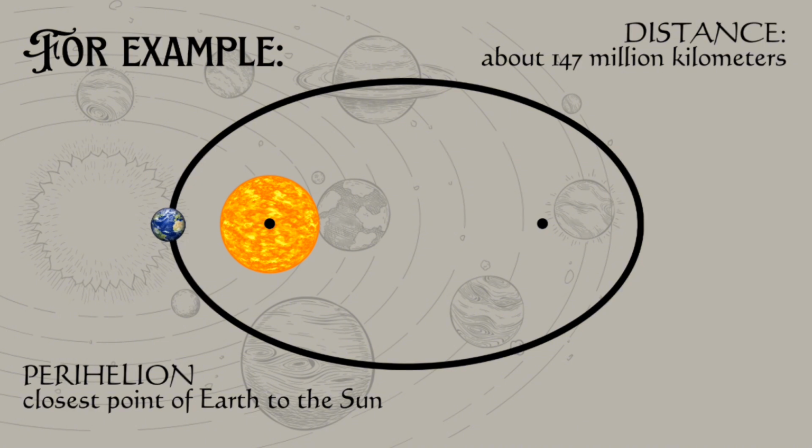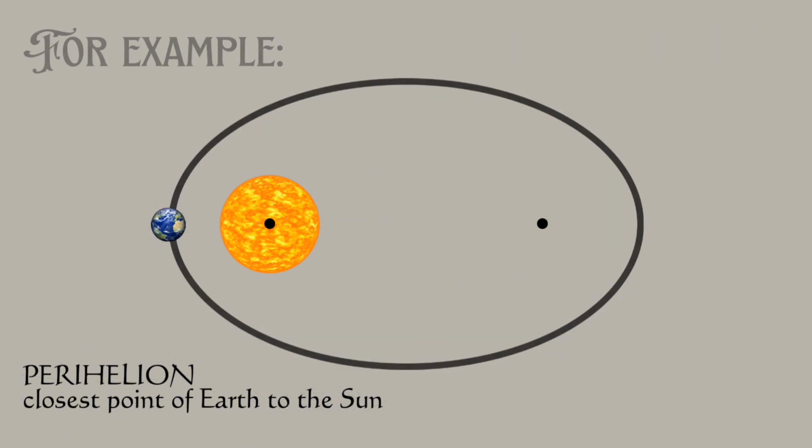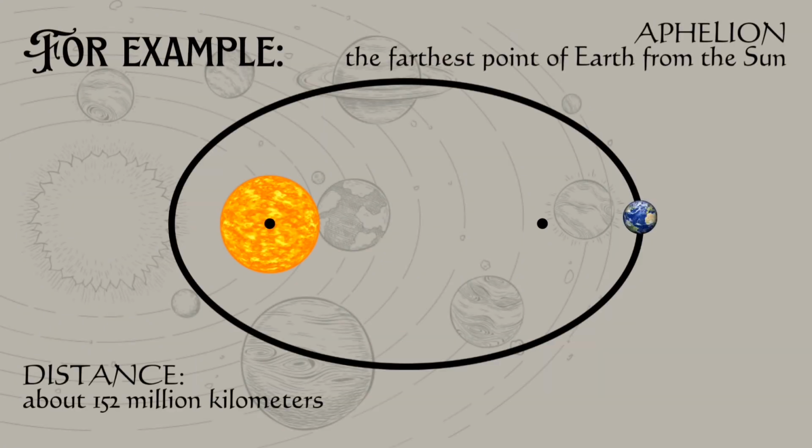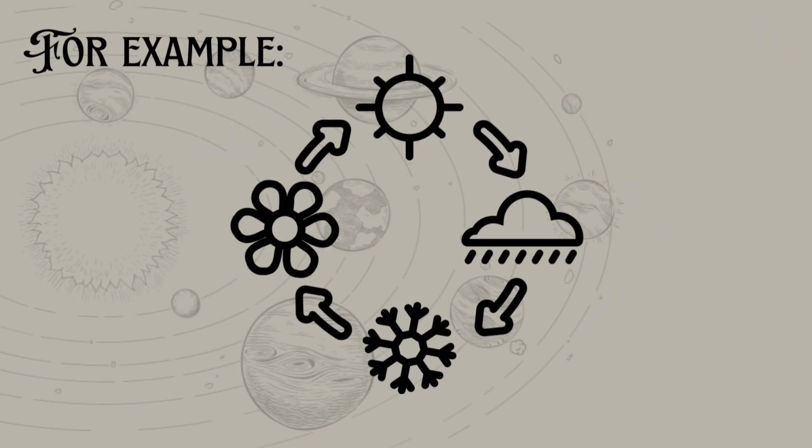At perihelion, the closest point of Earth to the Sun, the distance from Earth to the Sun is about 147 million kilometers. On the other hand, at aphelion, the farthest point of Earth from the Sun, the distance is about 152 million kilometers. Because of this, the distance between Earth and the Sun changes throughout the year, which is why the temperature we experience fluctuates.